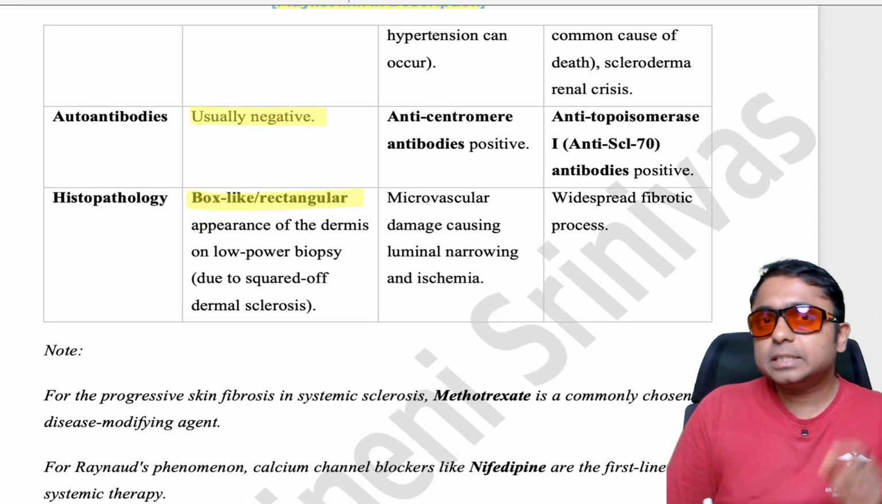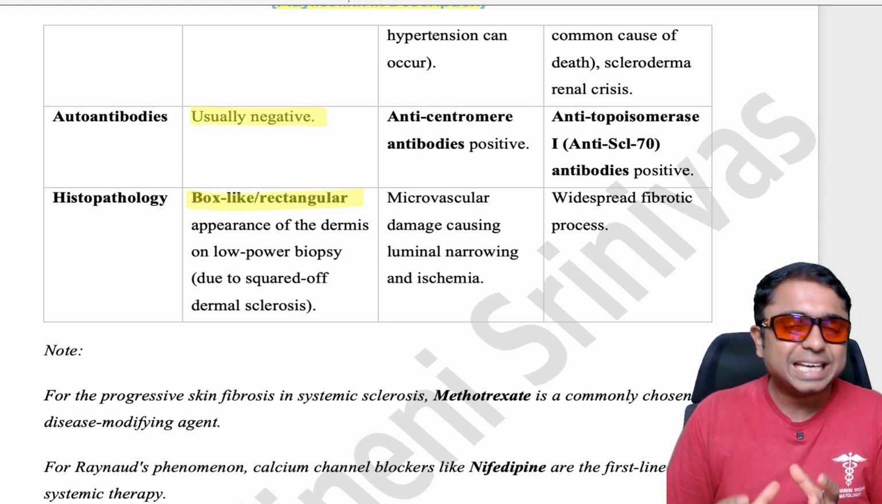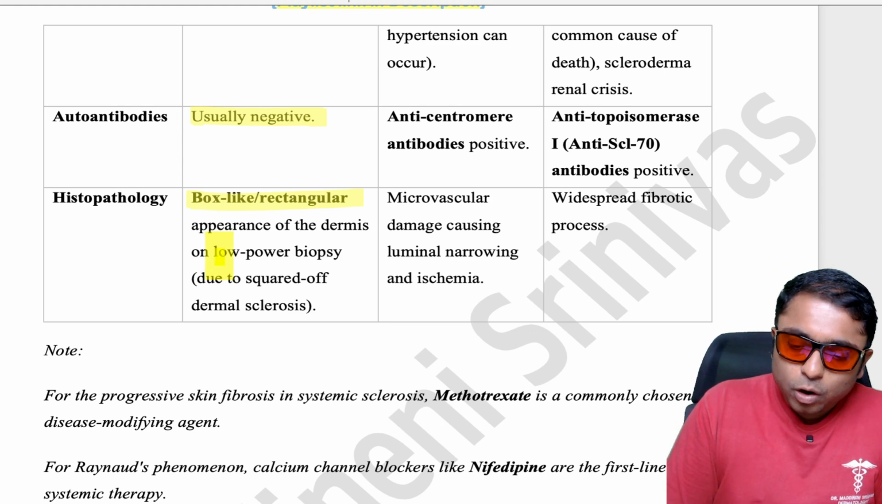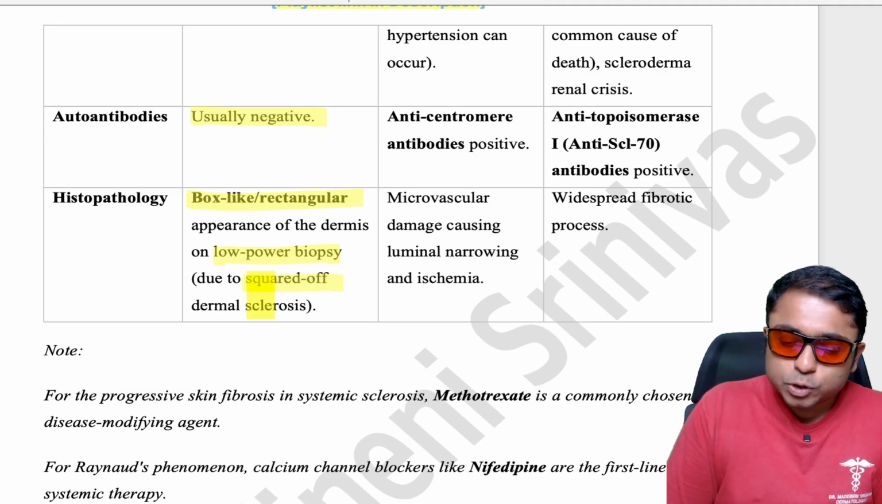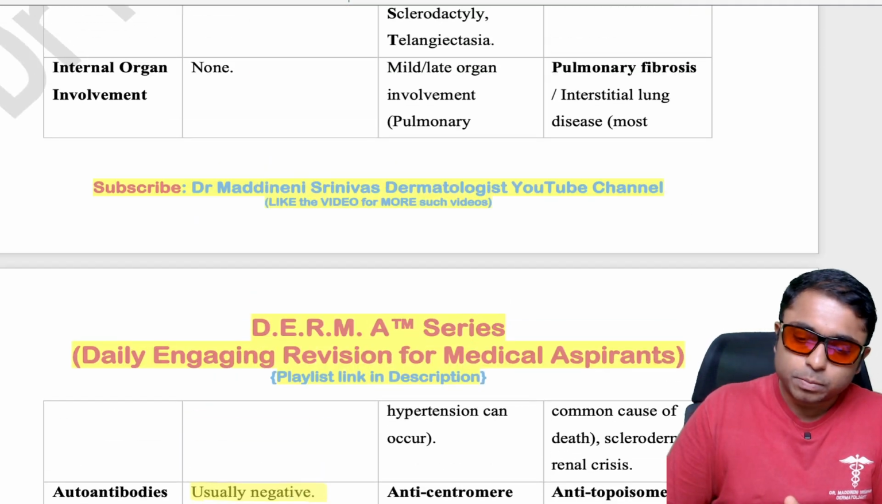And histopathology is very important. A box-like or rectangular appearance of the dermis is going to be seen on gross specimen on low power biopsy due to the squared off dermal sclerosis. Very important previous year question which you have to remember.